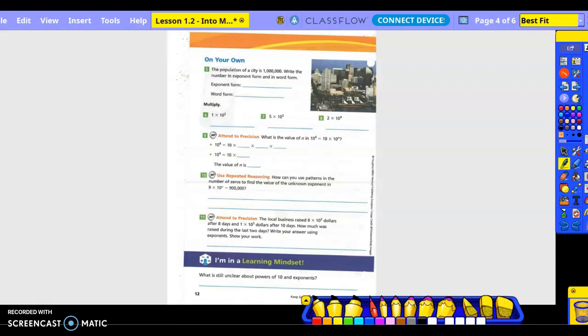On your own, number 5, the population of a city is 1 million. Write the number in exponent form and in word form. So we need to put a 10, because 1 million is a unit of 10, right, guys? So we put 10. How many zeros do I have? 6. So I'm going to put 10 to the 6th power. Now, when we go to write it in word form, we start with the exponent. So the 6th power of 10.